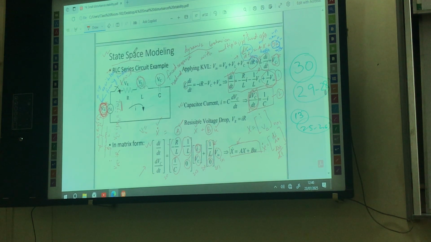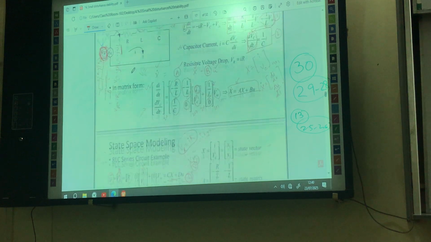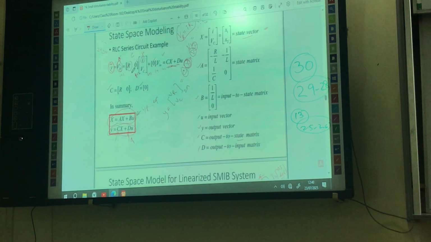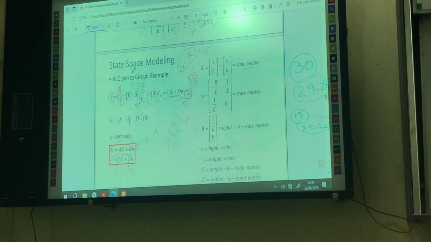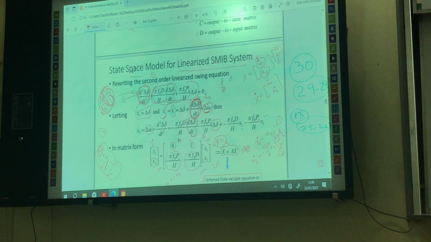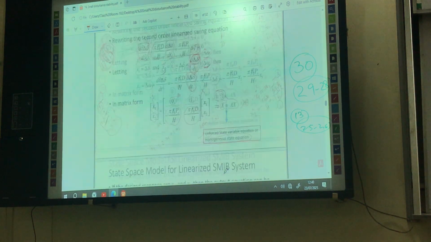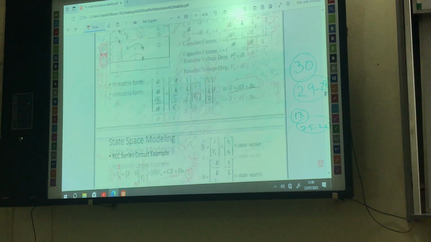So that means if there is input, we will get Bu, but if there is no input then Bu is not needed. Because look, without this Bu, you are already getting the expression of x1 dot and x2 dot. So there is no way to introduce this. So no input or no forcing function means this is unforced behavior. Okay, so you have to understand this thing very well.